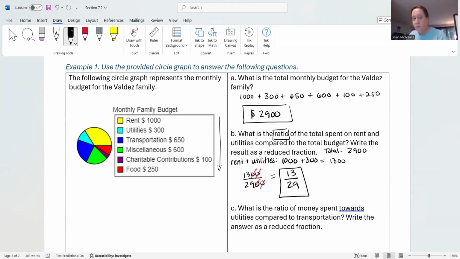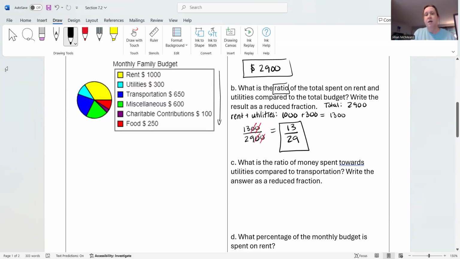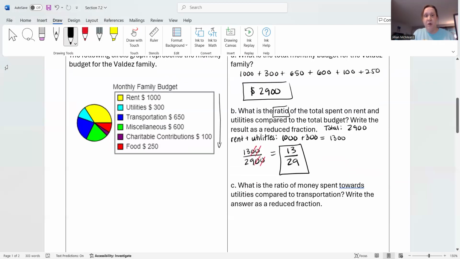Okay. Now, finally, I think this is the last part for this one. Nope, we've got two parts. There's a hidden part. So what is the ratio of money spent on utilities compared to just transportation? Utilities is 300.